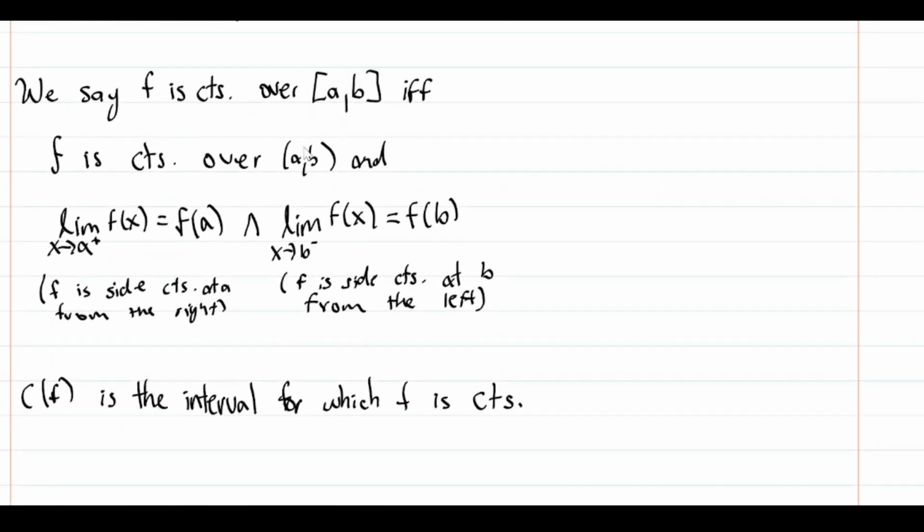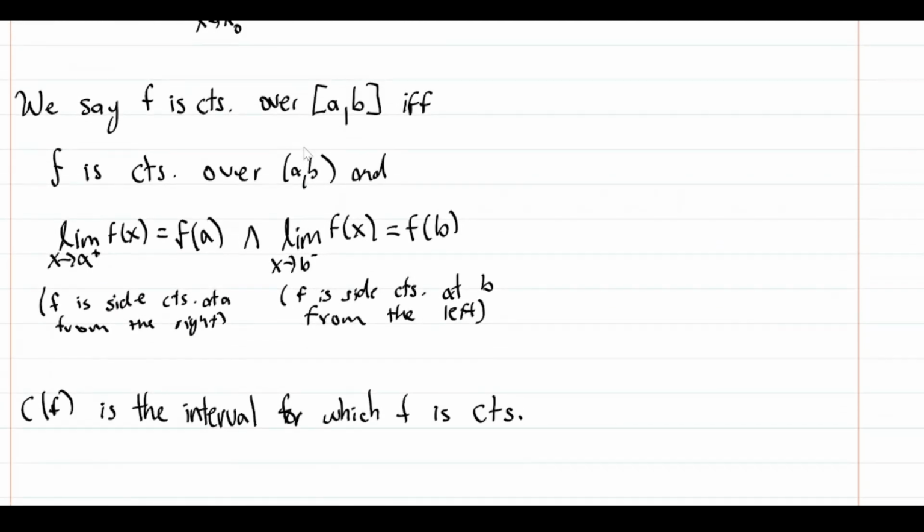Now it's continuous over this, so to speak, inclusive interval, so with brackets, if f is continuous over (a, b), exclusive, and f is side continuous at a from the right, and f is side continuous at b from the left. So side continuity is just saying that the limit as x approaches a from the right of f of x is equal to f of a, and the limit as x approaches b from the left of f of x is equal to f of b.